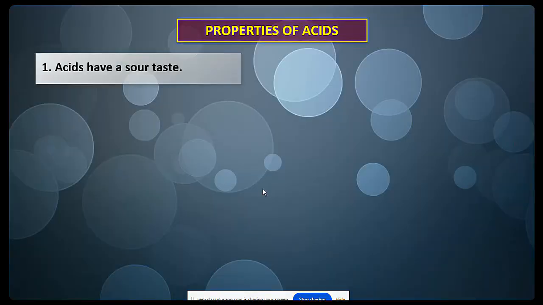Properties of acids. There are a total of 8 properties of acids. We'll continue in the next session with these properties of acids, and then we'll discuss the properties of bases.